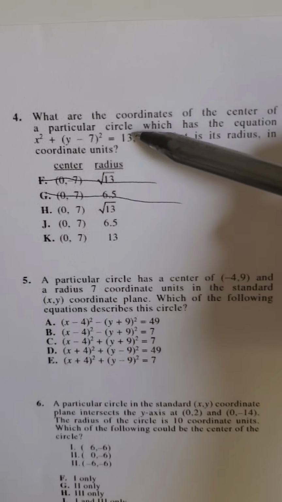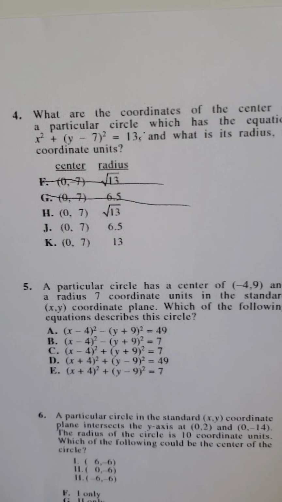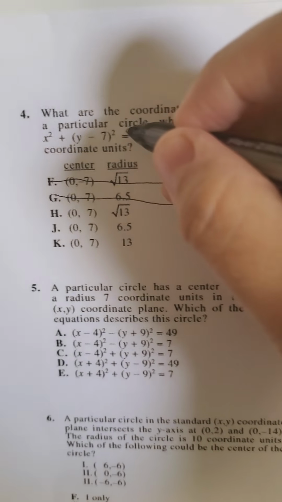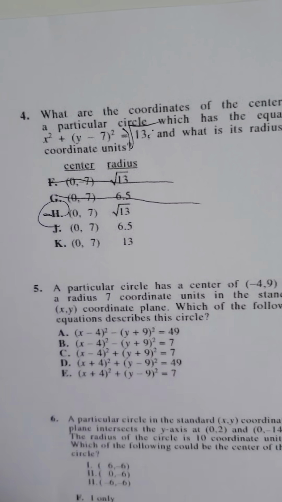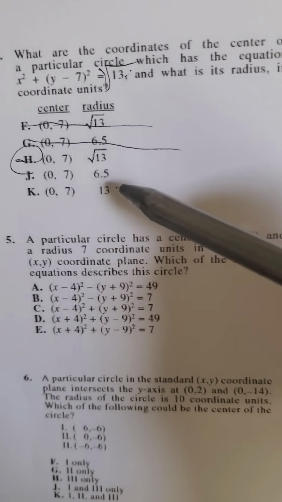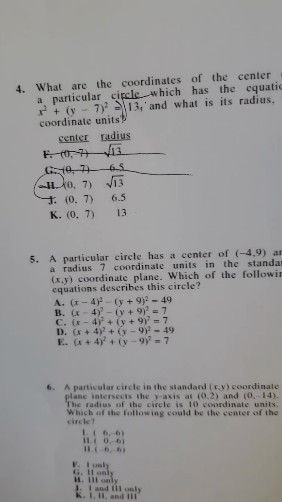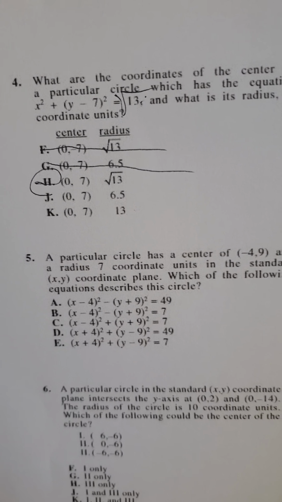And then I look, 13 is my radius squared. So to figure out my radius, I would square root 13. And so then my answer would be H, okay? Don't forget to square root it, okay? A lot of people would put 13. But remember, it's radius squared, okay?